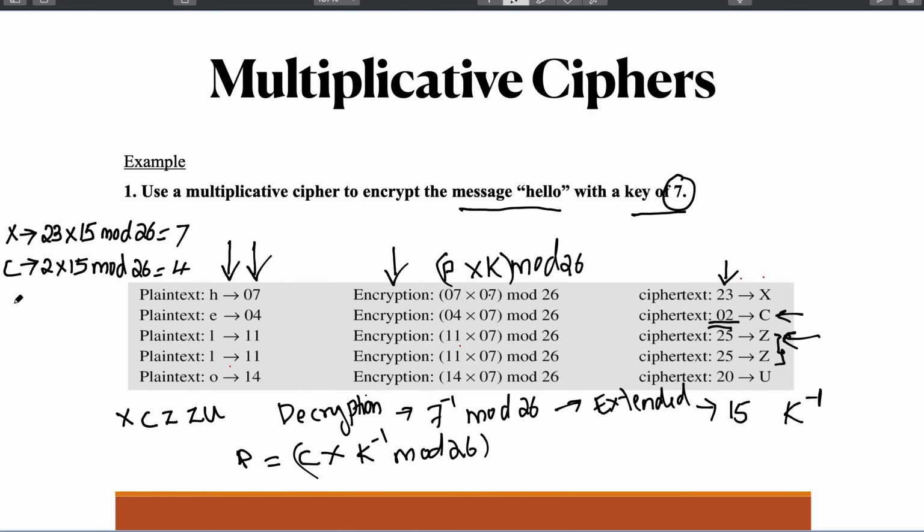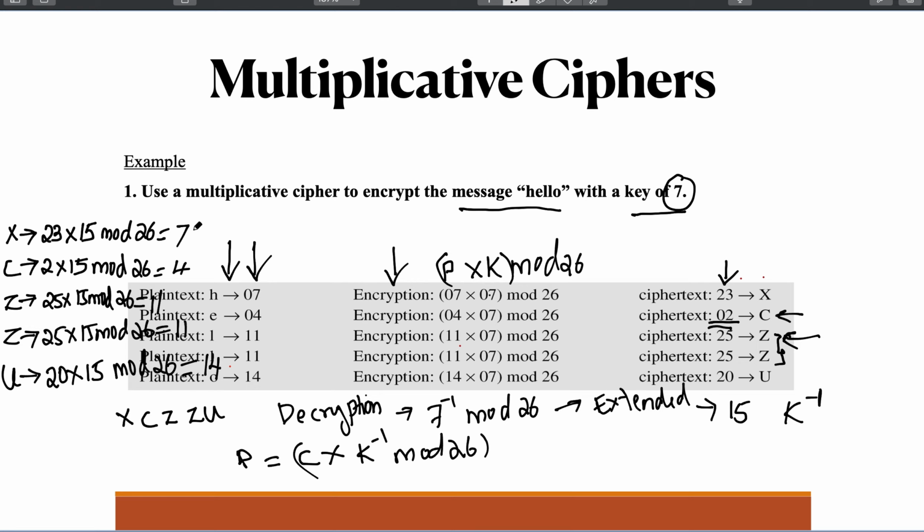For the next alphabet, Z, the integer representation of Z is 25. So 25 into 15 mod 26 will give you back 11. And again you have Z, which is 25 into 15 mod 26, and you will get 11. Then you have the last one, U. The integer representation of U is 20, right? So 20 into K inverse, which is 15, mod 26 will give you 14.